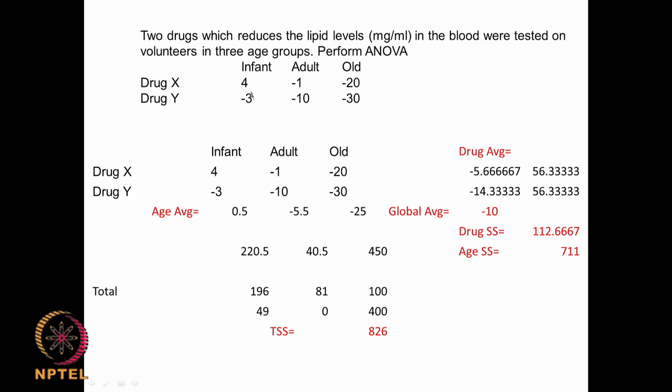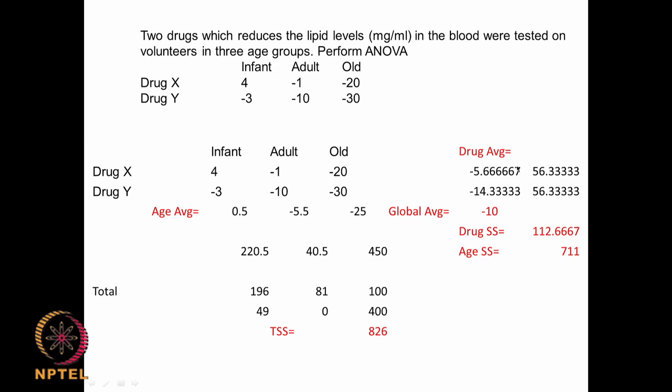One is related to the age, another one is related to the drug. Now if I look at the age average, I can just go column-wise: 4 plus minus 3 divided by 2, minus 1 plus minus 10 divided by 2. So these are the age averages. Then the global average, the total average, is this plus this divided by 3. You understand?